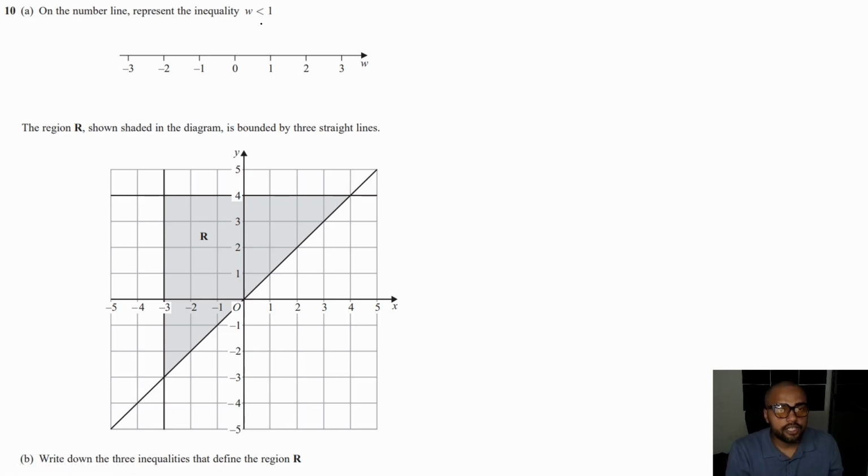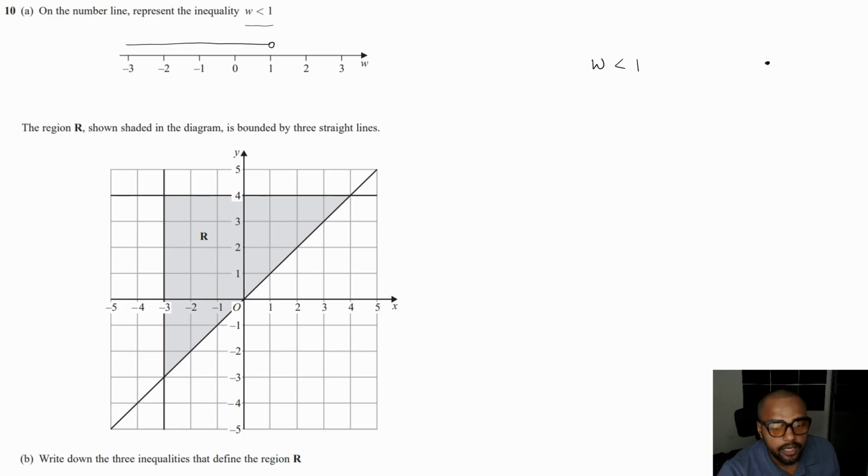On the number line, represent the inequality W is less than 1. See, it is written W is less than 1. Means 1 is not included. So we can directly represent it as like this. Okay. Since 1 is not included here, in case if it is given that W is less than or equal to 1, so that exclusion side will be replaced with that inclusion side, that is this. Okay, I have told you in many of the videos before also.